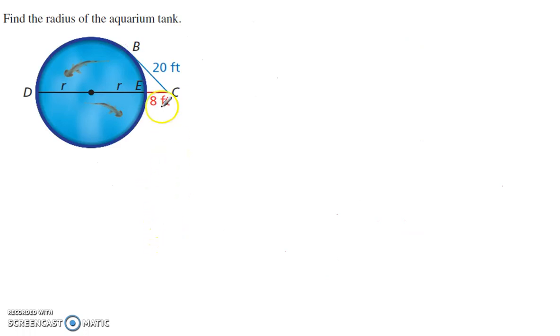Okay, find the radius of the aquarium tank. There's the little sharky shark swinging around. And we've got a tangent and a secant. We take the tangent times the tangent, or squared, and then the secant we do part times whole. 8 times the whole, which is r plus r, so 2r, plus 8, plus the 8.